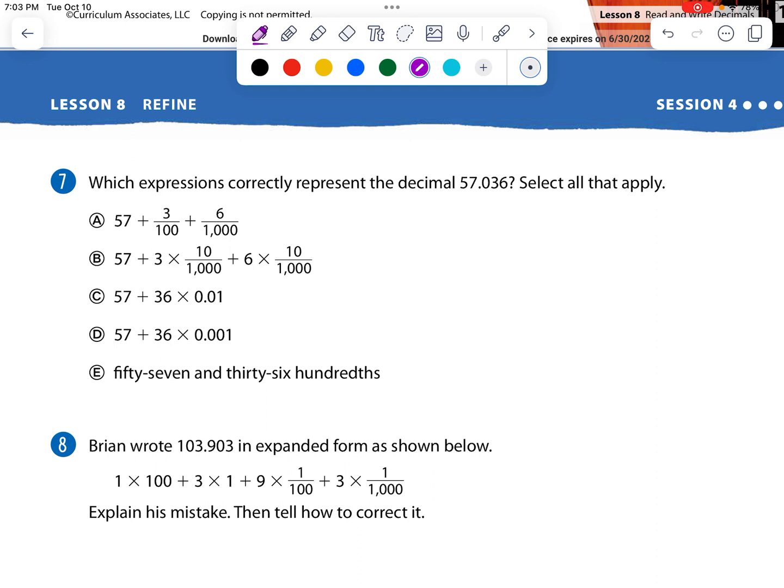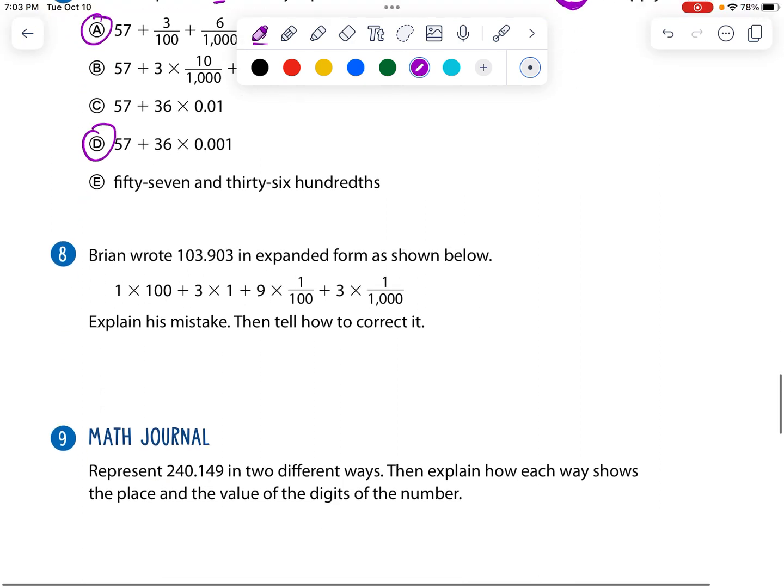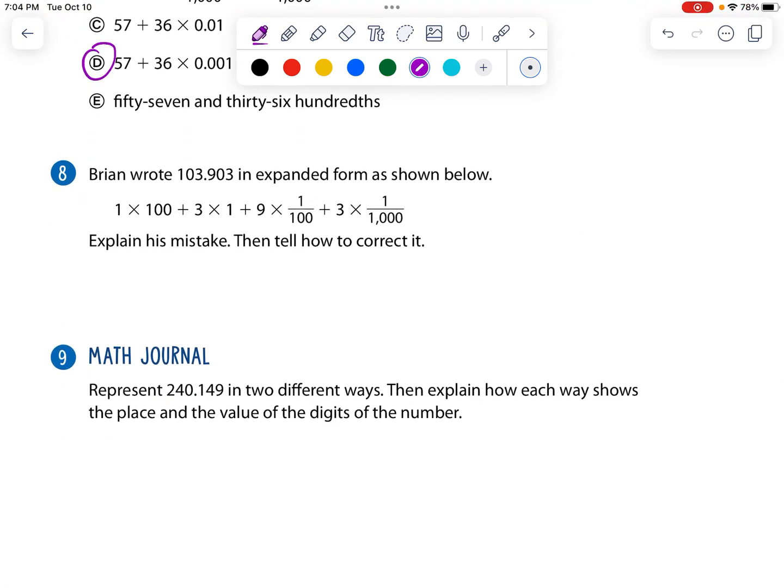This one, select all that apply. Which expressions select all that apply? Okay, and do the other two without me showing your answers. Please be good, be the examples.